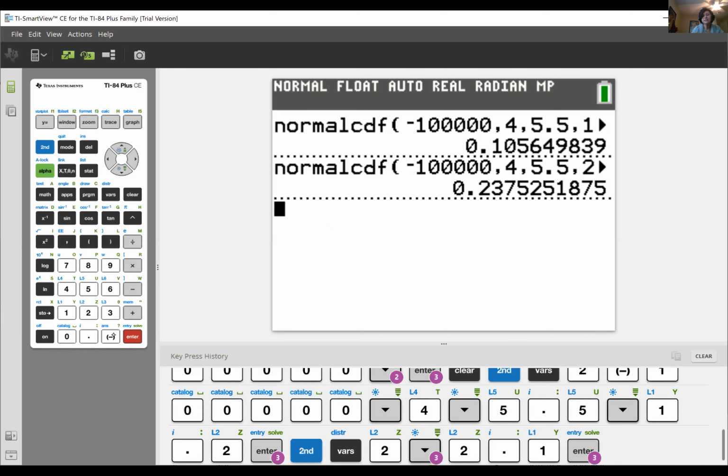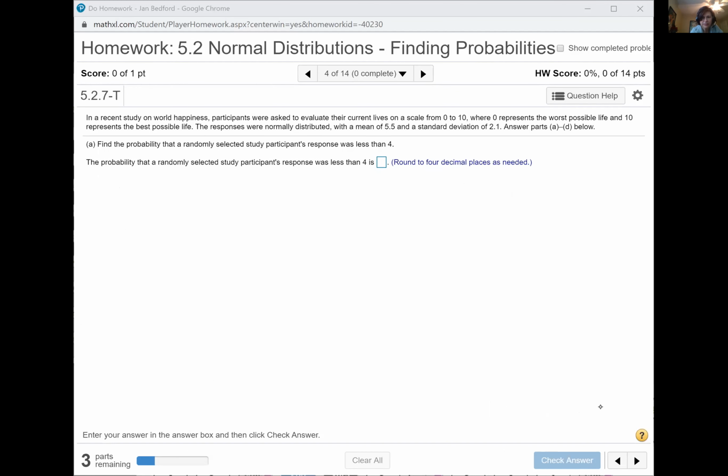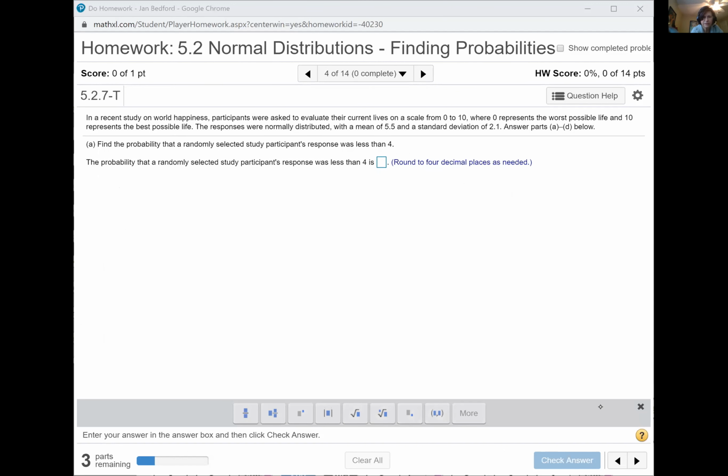So that means if we were looking for that probability, remember we go how many places to the right? 4. So you tell me what we should type in on this problem. 0.2375. Okay, you guys good with that? Let's go to the homework and see if we type in 0.2375, if it tells us that's right.